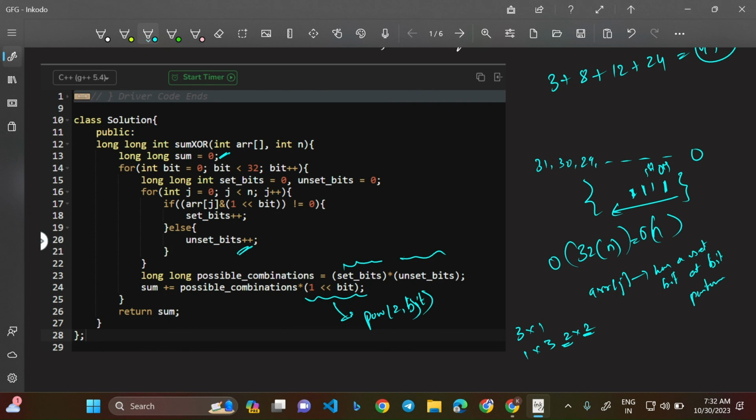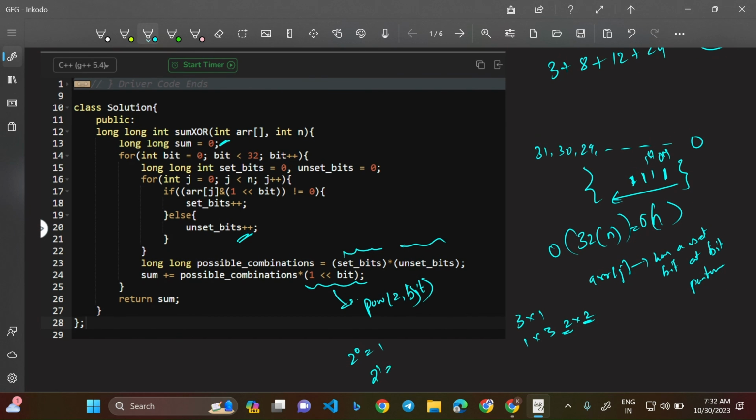So in terms of bits we are doing it in this fashion, one left shift of bit. If initially bit equal to 0, that is 2 power 0, which is 1. If bit is at 1, that means 2 power 1 is equal to 2, and if bit is at 2, 2 power 2 is equal to 4. That's what we are doing, one left shift of bit. All right, and we are adding them to the sum, and finally we are returning the sum.